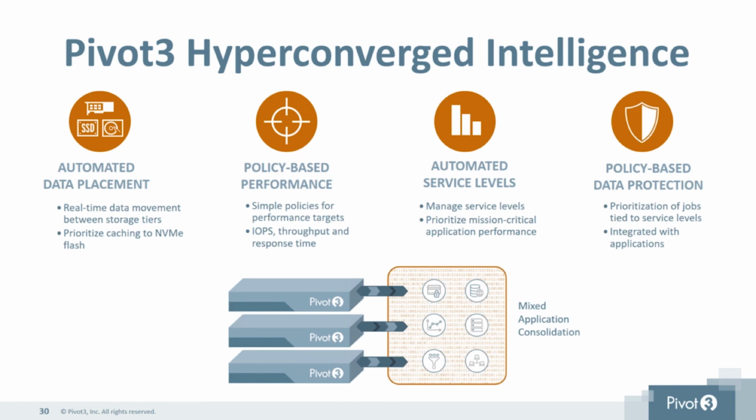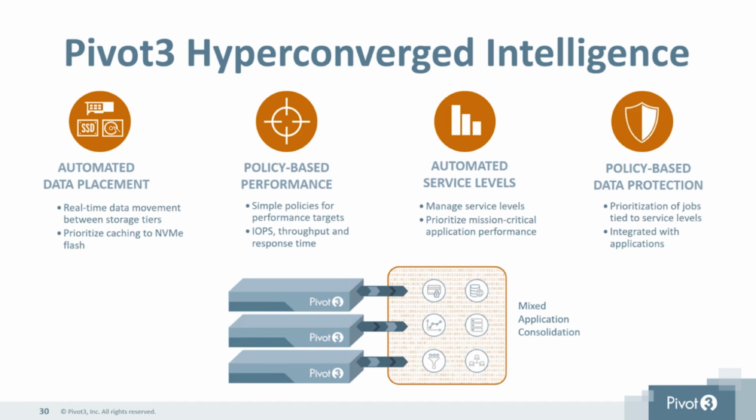And then we have our policy-based performance. The administrator can select from very simple policies for each workload. And this is going to define the performance targets for each of those in terms of IOPS, throughput, and response time. And then there are also automated service levels. So with a few clicks, you can define what your mission critical, business critical, or non-critical workloads are. And then this informs the system on how to allocate the resources and allocate performance to each of those workloads.